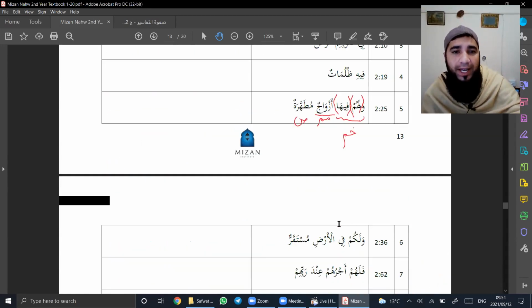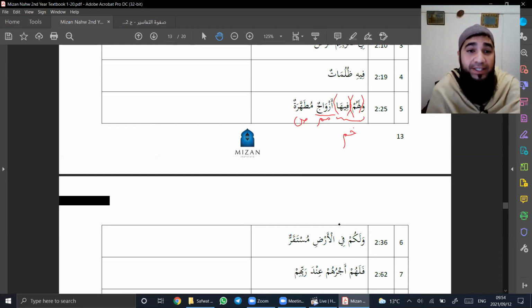So if I were to analyze this khabar muqaddam, I will say the waw is just a harf, the la is harful jar, hum is ismul majrur, and it's a damir. The fi, again, I'll call it harful jar, and the ha, I'll call it again ismul majrur. And then the next thing, azwajun, is going to be the mubtada mu'akhar, and that's going to be a sifa. So there's no single word in the sentence that I actually call the khabar.